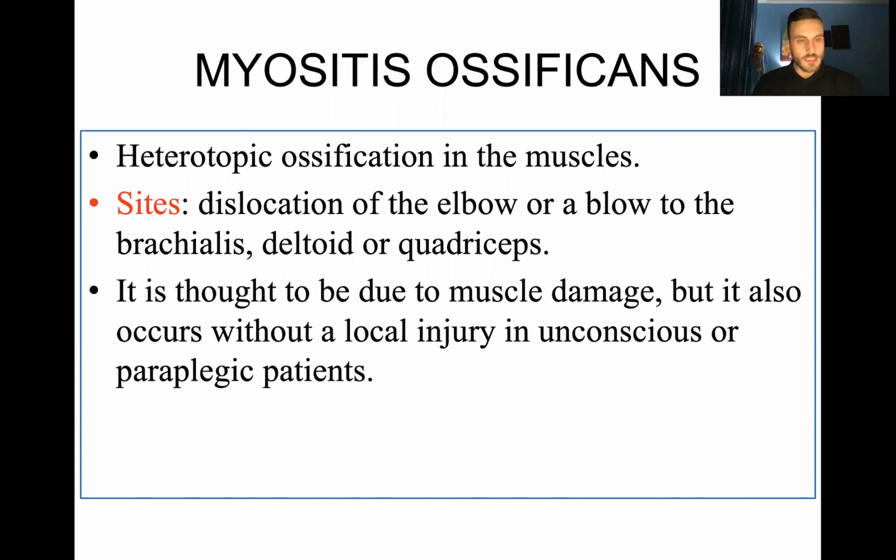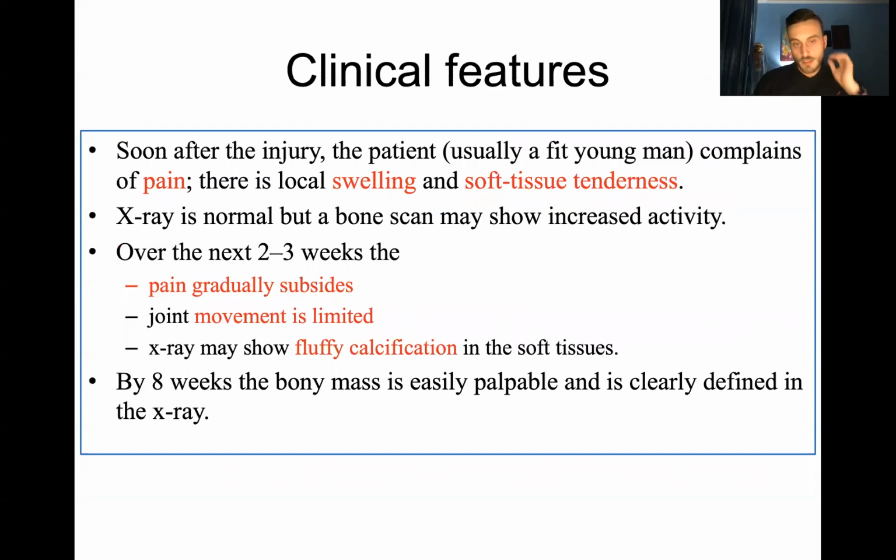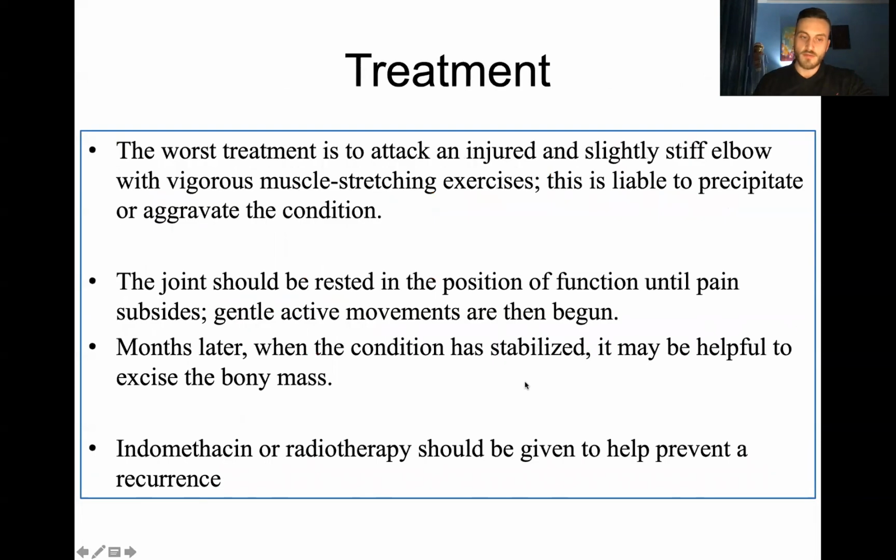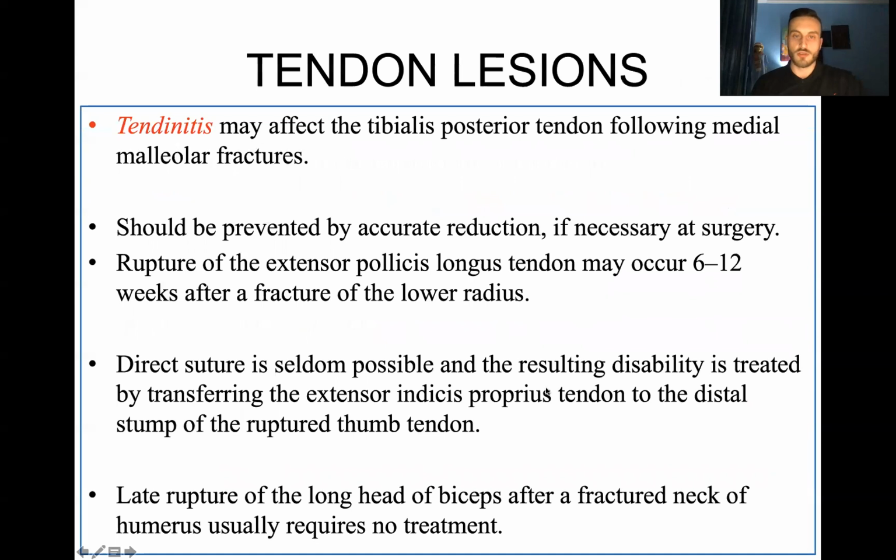Myositis ossificans is heterotopic ossification of muscles around the joint, usually the elbow and hip. It's the commonest around these joints. Usually there is swelling and soft tissue tenderness. We might give them some drugs to make it happen less. This is an X-ray, you can find here the myositis ossificans. We can give them some indomethacin and radiotherapy to prevent recurrence.